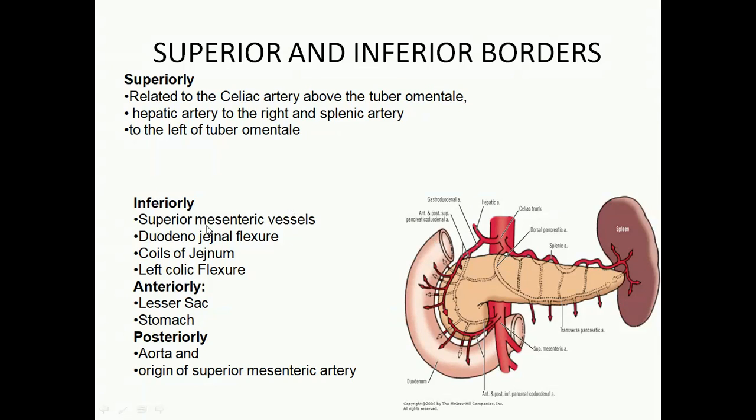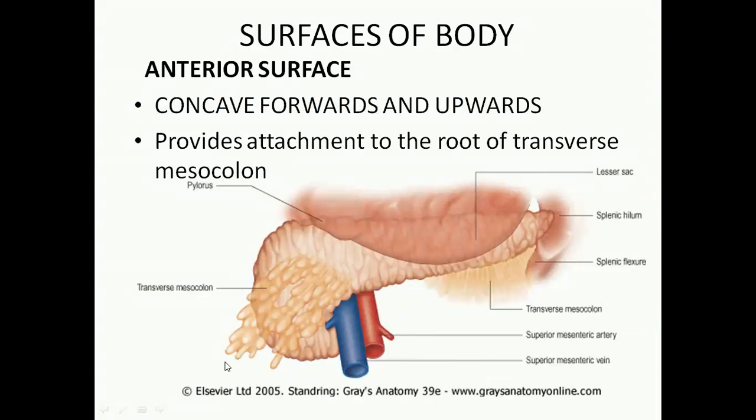Inferiorly, you also have the superior mesenteric vessels, duodenojejunal flexure, coils of jejunum, and the left colic flexure. While anteriorly, what you get will be the lesser sac and the stomach. Behind the pancreas, you can get the aorta and the origin of the superior mesenteric artery. So these are the relations with the surfaces of the body of the pancreas. Anteriorly, you get the attachment of the root of the transverse mesocolon, so the pancreas is related with the root of the transverse mesocolon as its anterior relation.